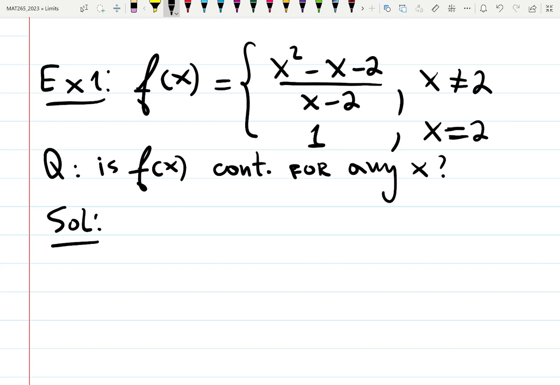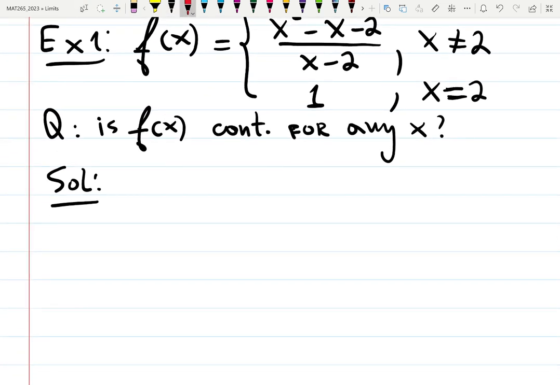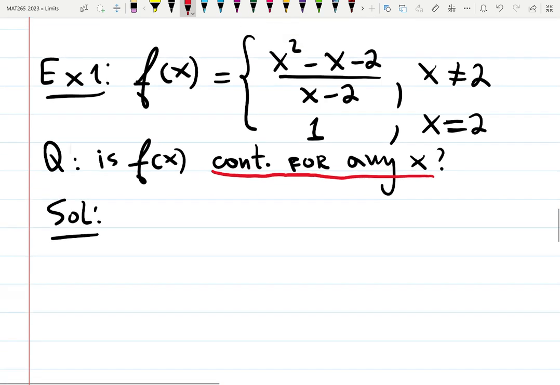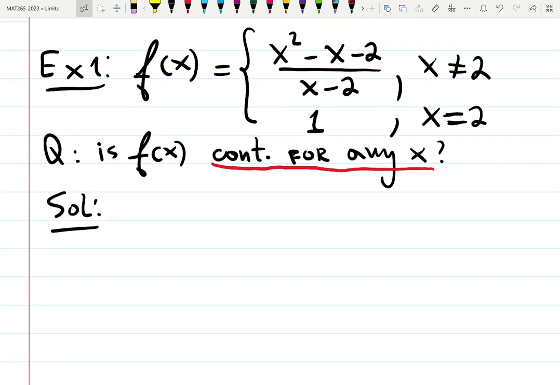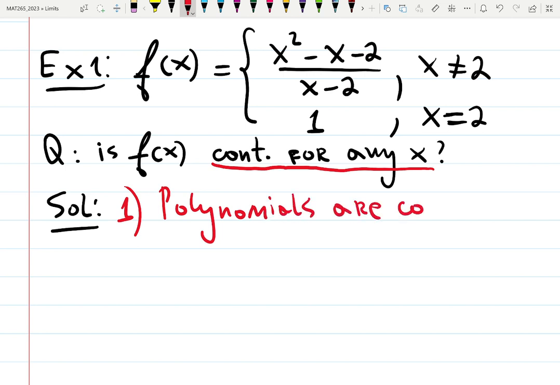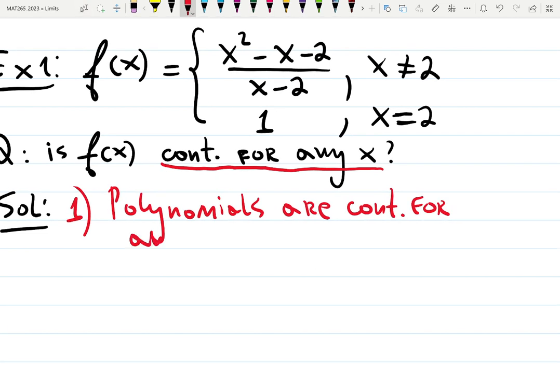Solution. I will do steps for you so you can check whether it's continuous or not for any x. Step 1 is, we need to check what's wrong with the function first. And I see that x squared minus x minus 2 is fine. It's a polynomial. Polynomials are continuous everywhere. So idea first. Step 1. Polynomials are continuous for any x.